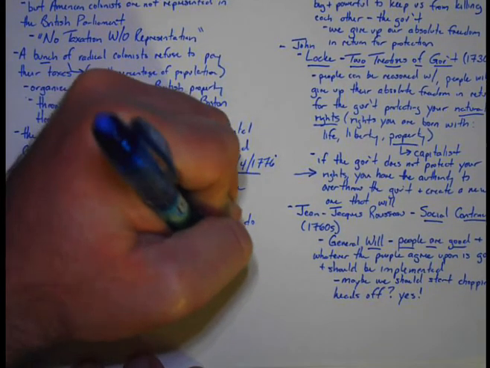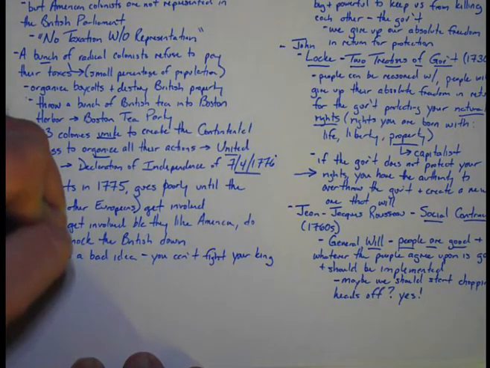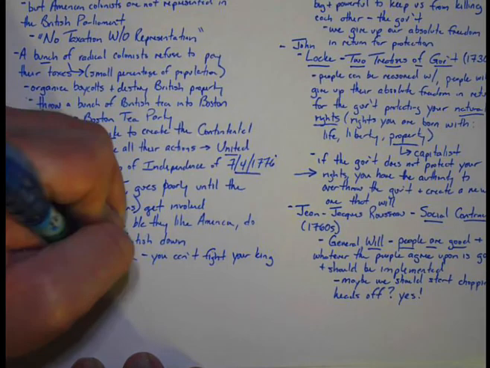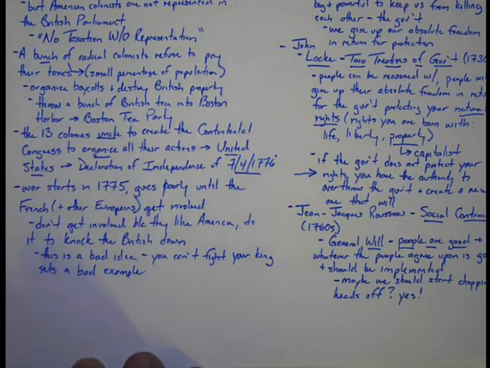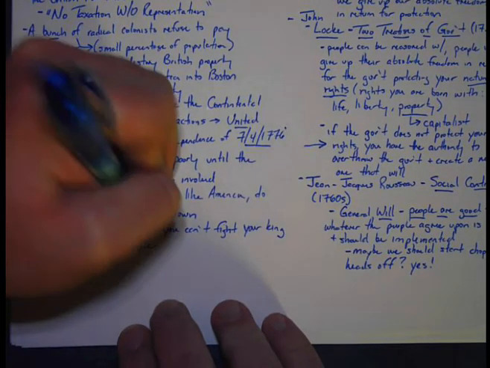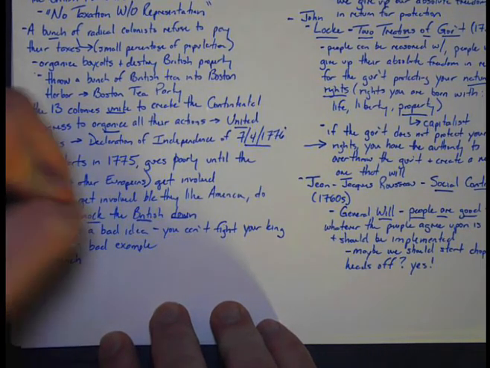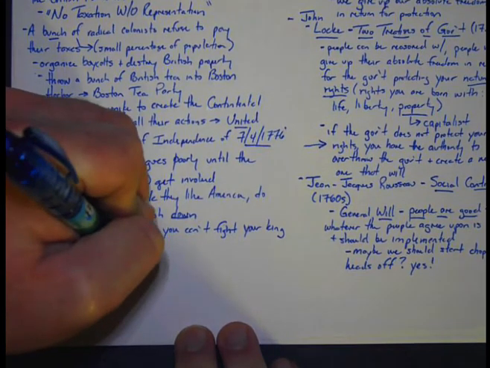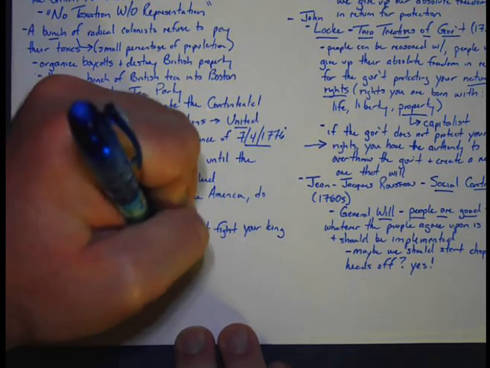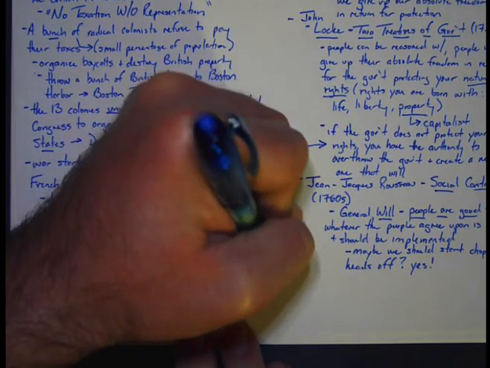You can't fight your king. It sets a bad example. And the French are going to learn this the hard way in about 15 years. But the French get involved because they want to knock the British back. They want a little revenge. The French want revenge and control of the Atlantic shipping routes.